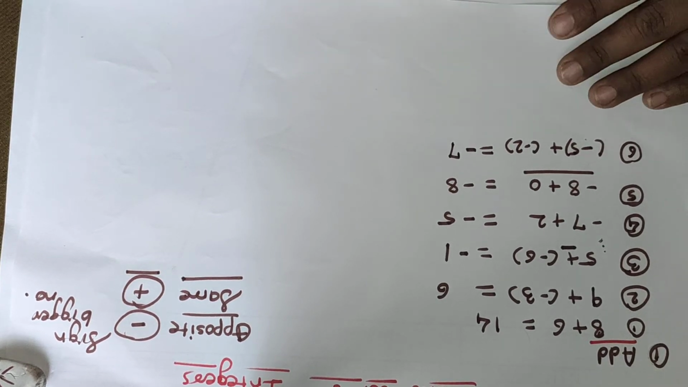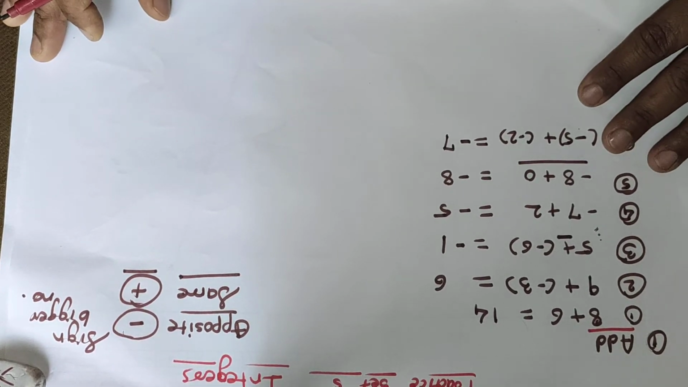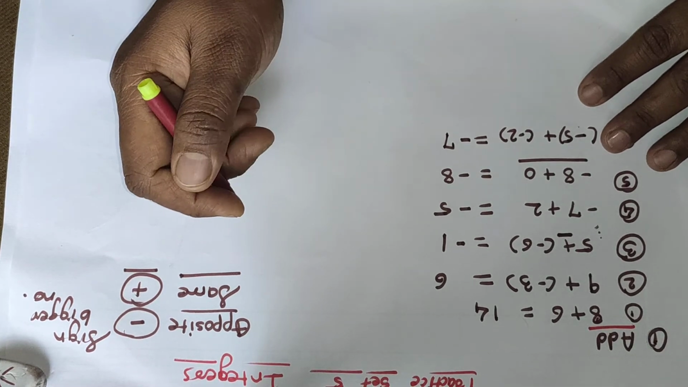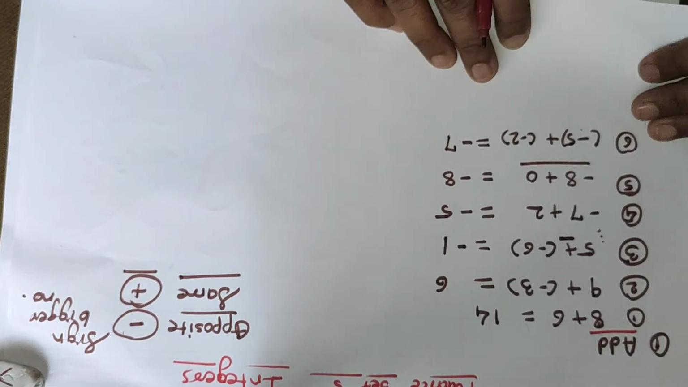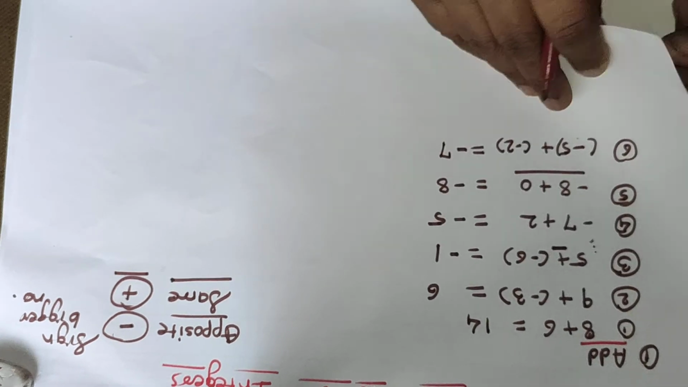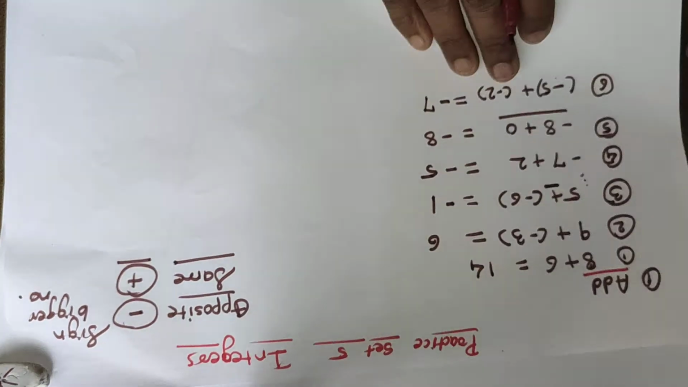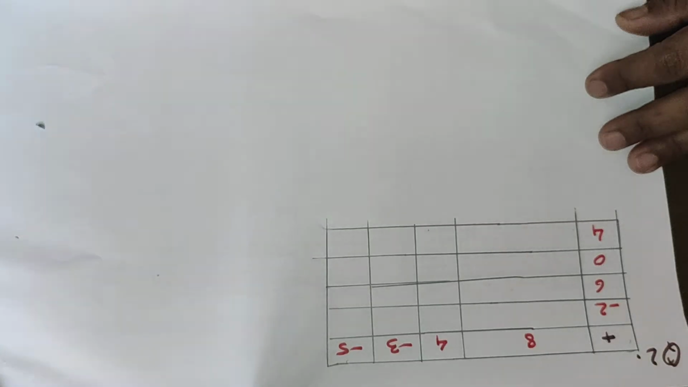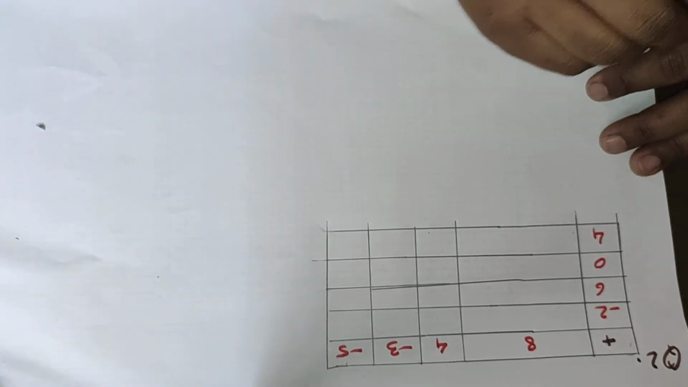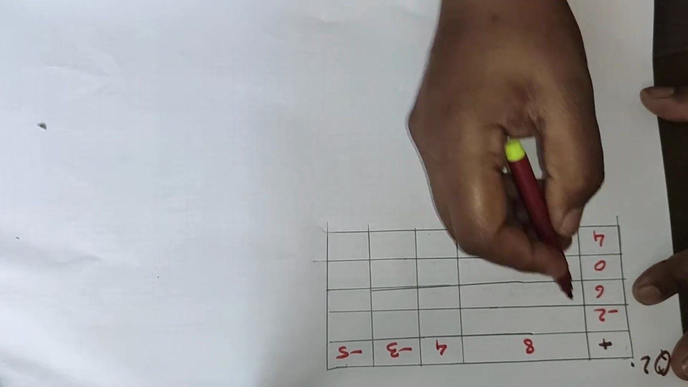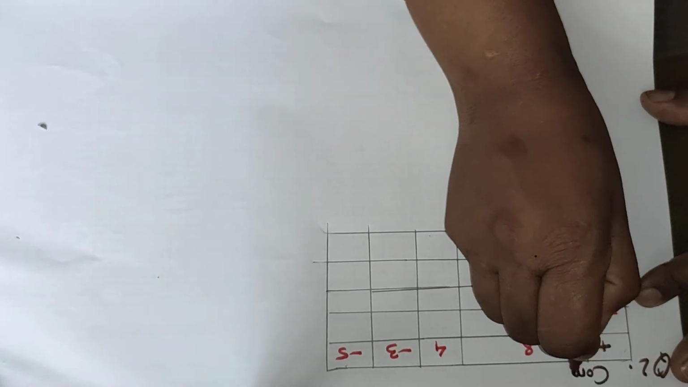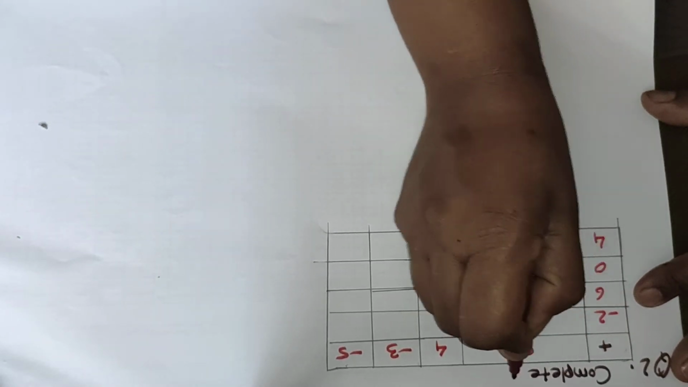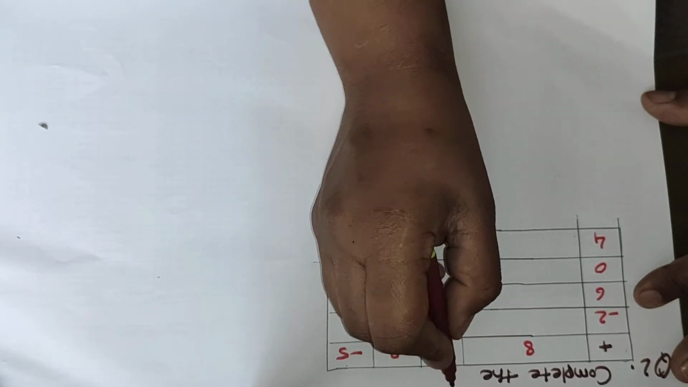Now there is a box in your textbook. That box's examples will be solved at first, and this is the second question we will take now. Second question. Now this is the second question: complete the table given below.